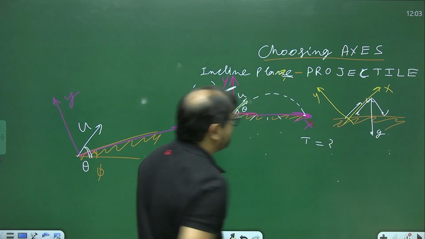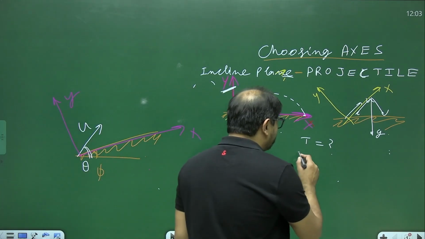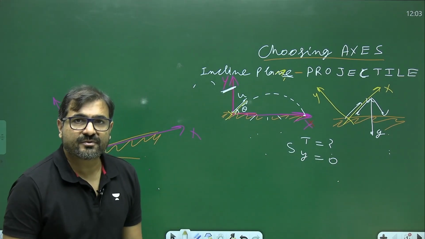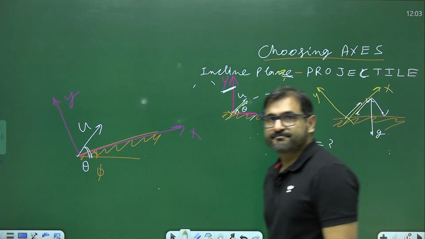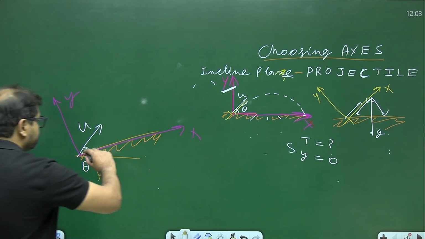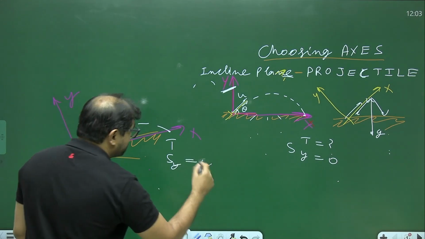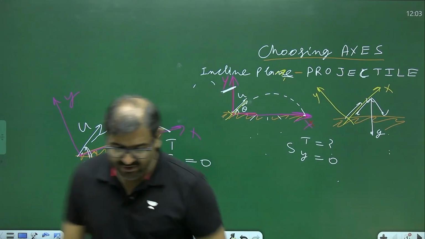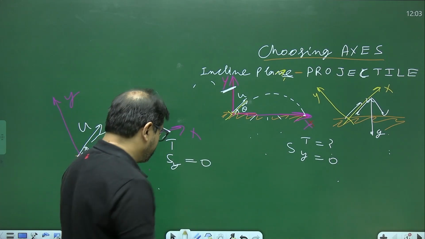finding time. Because when it lands, finding time becomes very easy, because landing means the y coordinate itself is 0. Your displacement in y is 0. Right? And similarly here also, the time when it lands, for this particular axis, you can say y coordinate is 0. So there is an ease to problem solving when you have chosen correct axis to find time. Here we can find time very easily.